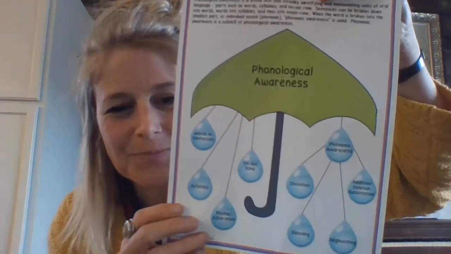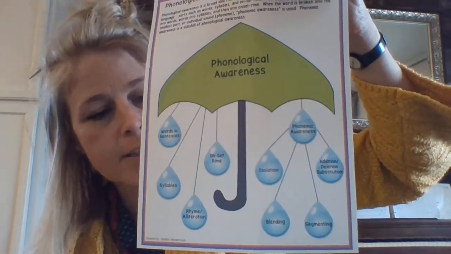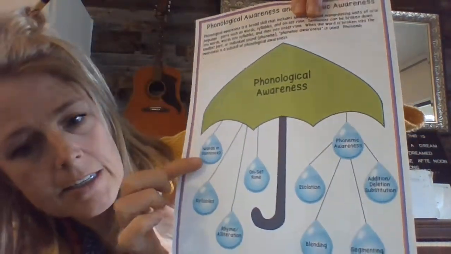Phonemic awareness is a subskill of the phonological awareness. This subskill, phonemic awareness, is when a word is broken into the smallest part or individual sounds like phonemes. I know that can sound a little bit confusing, so here's a high-tech graphic to help demonstrate. So we've got our overarching phonological awareness, and then down here we have words in a sentence, like I just mentioned.